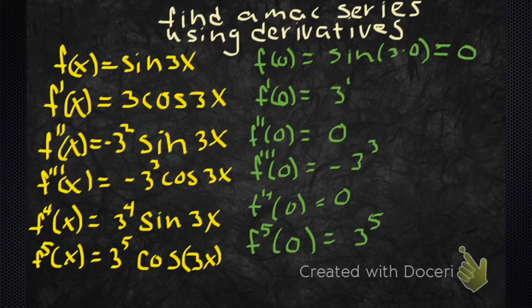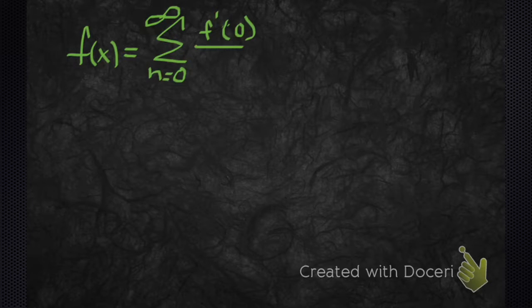What's next? We're trying to find a pattern. Oh, here we go. We're going to put it into this series. This is the Maclaurin series. So we trot out a couple of terms of this Maclaurin series.